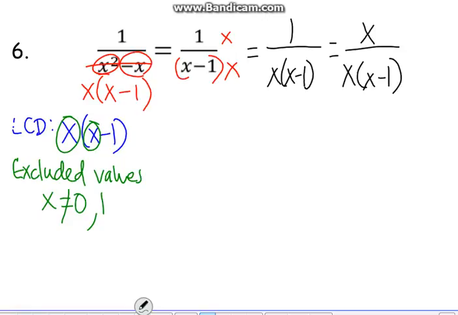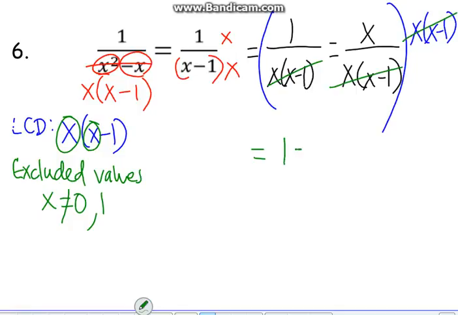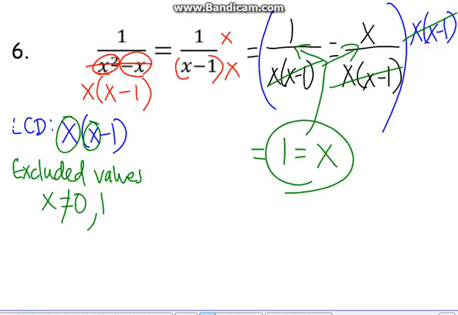And now we get to move on to that fun step of multiplying both sides by our denominator. Point here is that everything is going to cancel out, and I'm left with just my numerators. And there I have 1 equals x. I'm done. Take a look. The only things that were left were 1 and x. That was it. But there's a fly in the ointment.